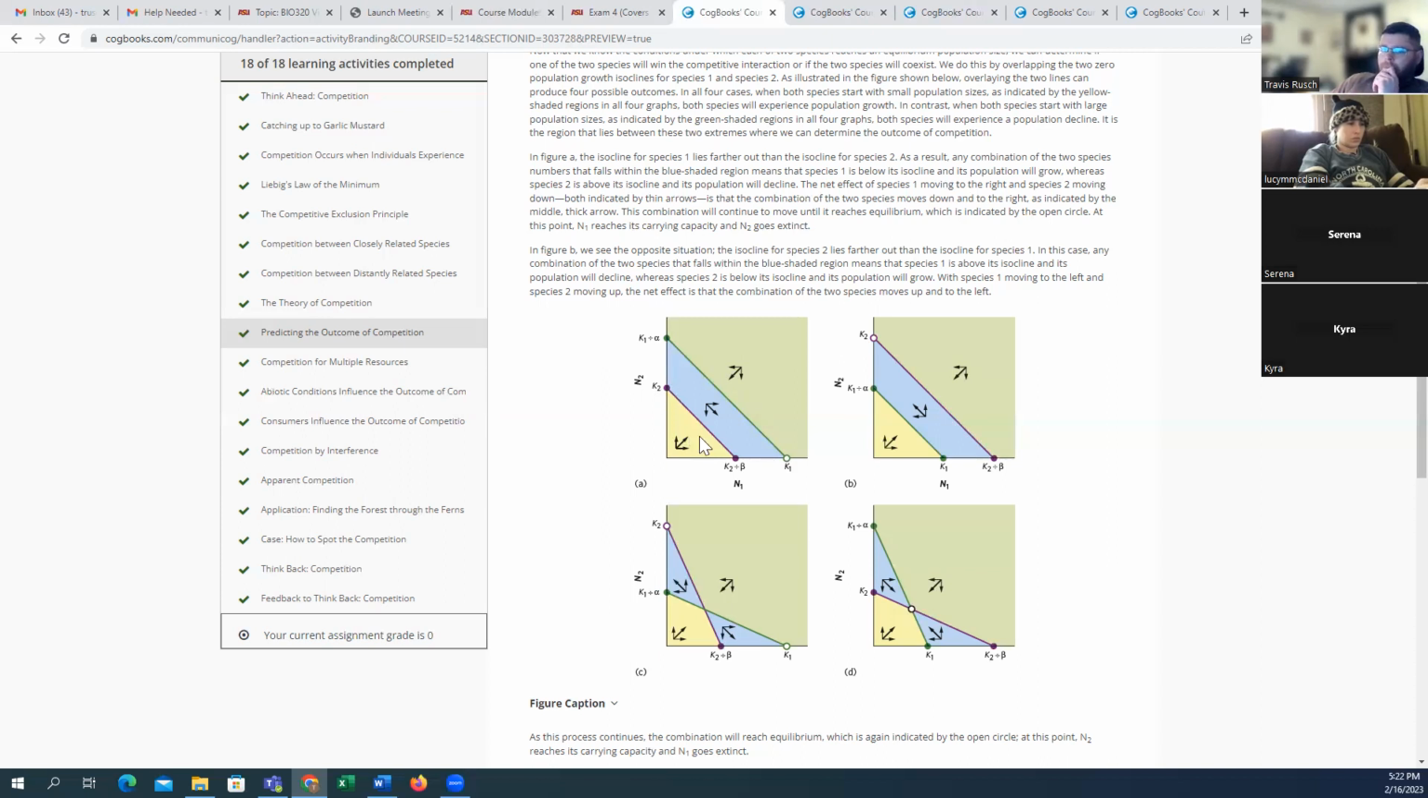Okay, so it's in relation to their population and carrying capacity. Their population size in relation to carrying capacity. The greater the isocline, the greater the carrying capacity can be. Got it. Thanks.